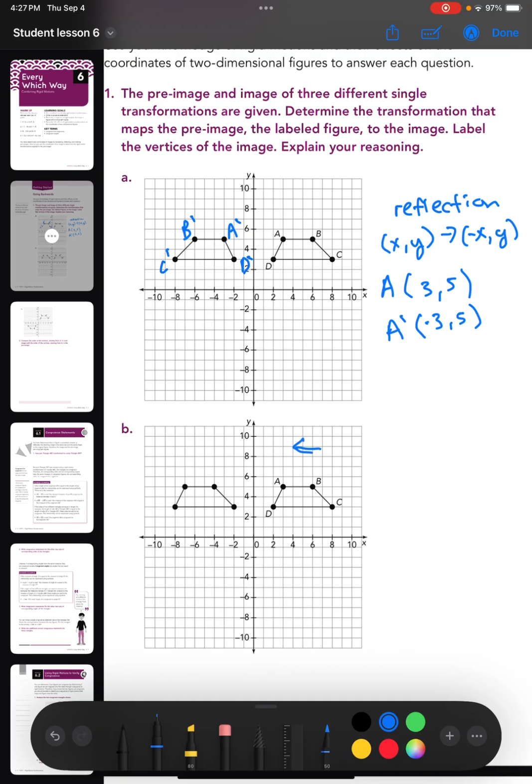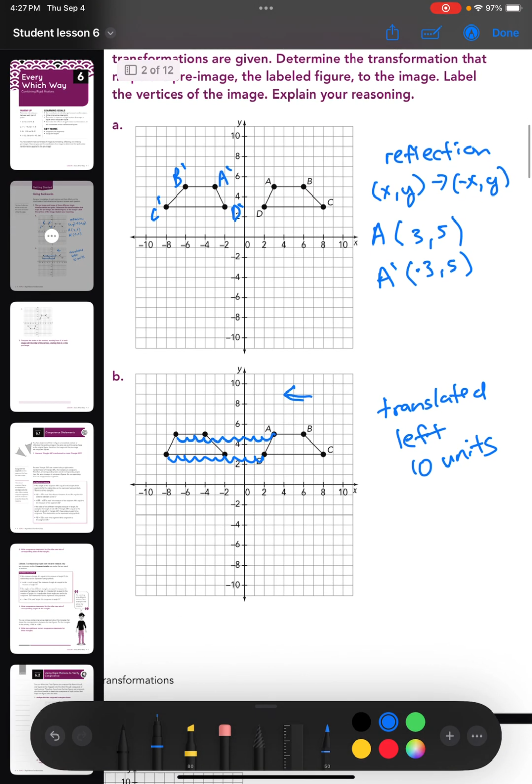And if we count units, 1, 2, 3, 4, 5, 6, 7, 8, 9, 10 units. So it is translated left 10 units. If you're thinking of a rule we'd have there, from the original point, to go left, we're moving in the negative direction. So it's (x - 10, y) to find your new coordinates.